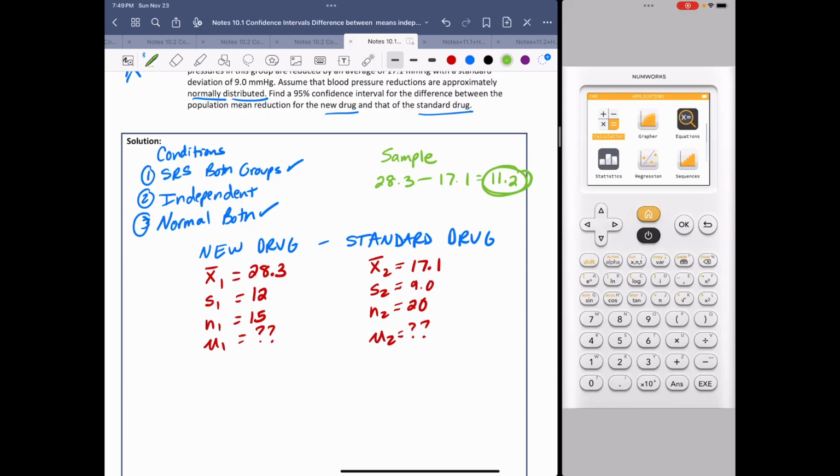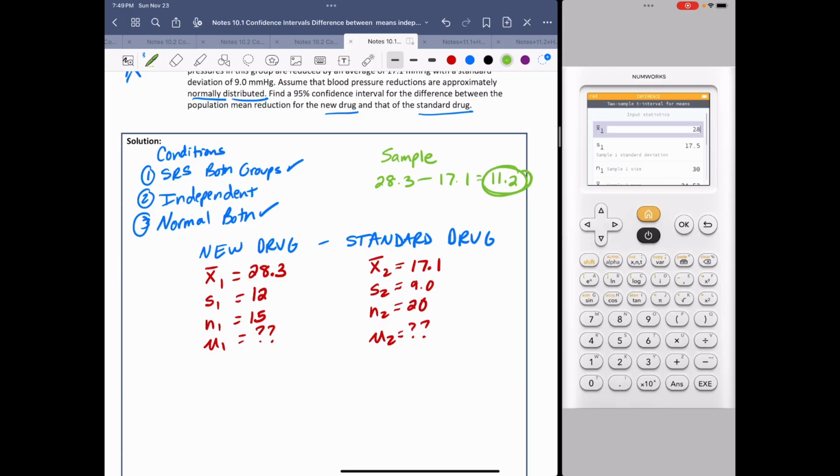And on your calculator, you're going to go to inference, and I'm going to go to intervals. What we've talked about, we don't do the proportions. This is not one mean. This is not two proportions. This is two means. And it's going to be a T interval because I don't know sigma. And I'm going to input my statistics. And then it's going to have you enter the data.